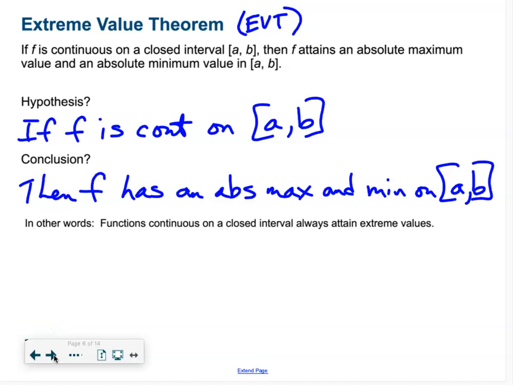So the only thing we have to check for EVT is that your function is continuous, which is also the first thing you have to check for IVT. And it's also going to be the first thing you're going to have to check for MVT. So for every single theorem that you have to justify, the first thing you're always going to be writing is if f is continuous. All right. Does everyone have these things written down?